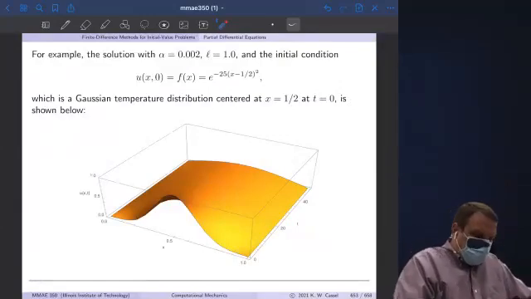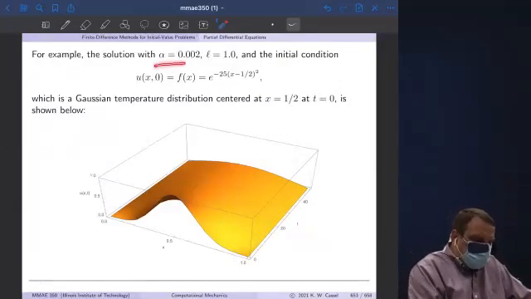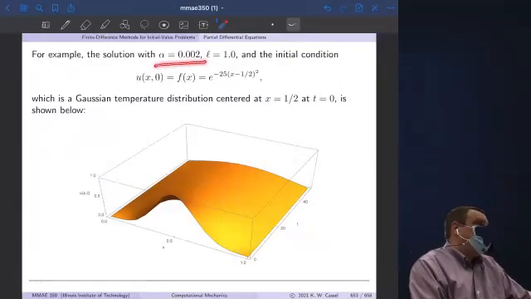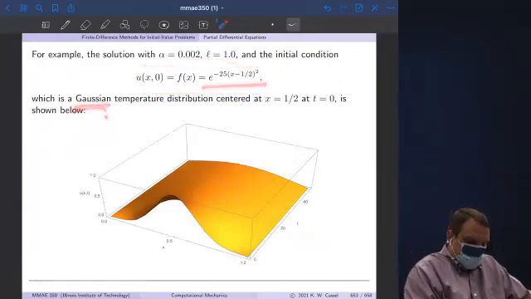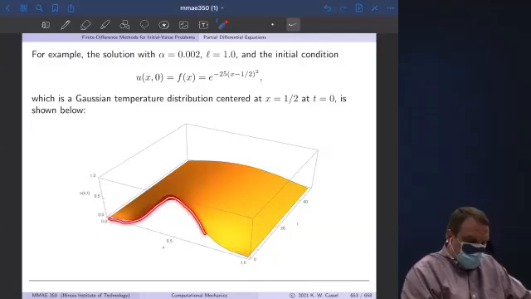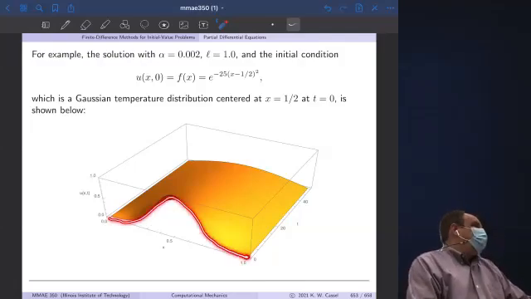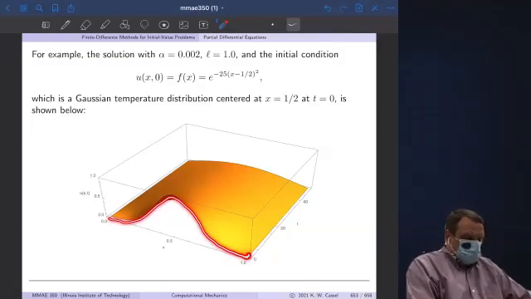So let's take a look at a case where alpha is 0.002. As I said, it's usually relatively small. The diffusivities are typically small numbers. We'll take the length to be 1, and then my initial condition is going to be this. These exponentials of something squared, those are Gaussian. A Gaussian looks like this. So it's the same as a normal distribution in statistics. So it's just a fun shape to work with.